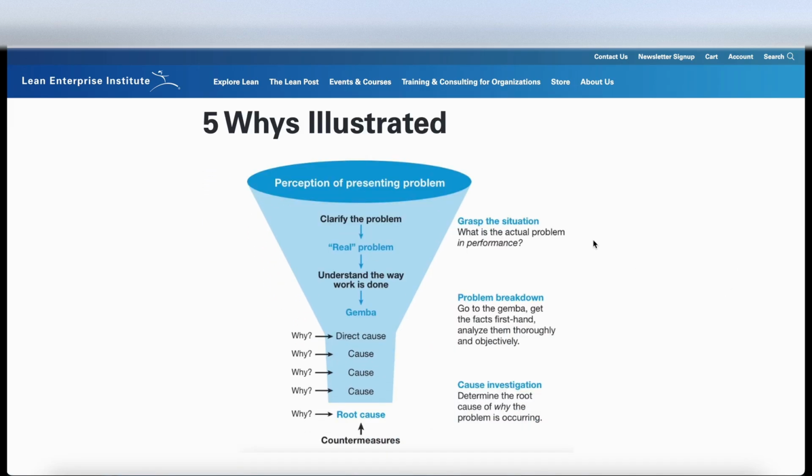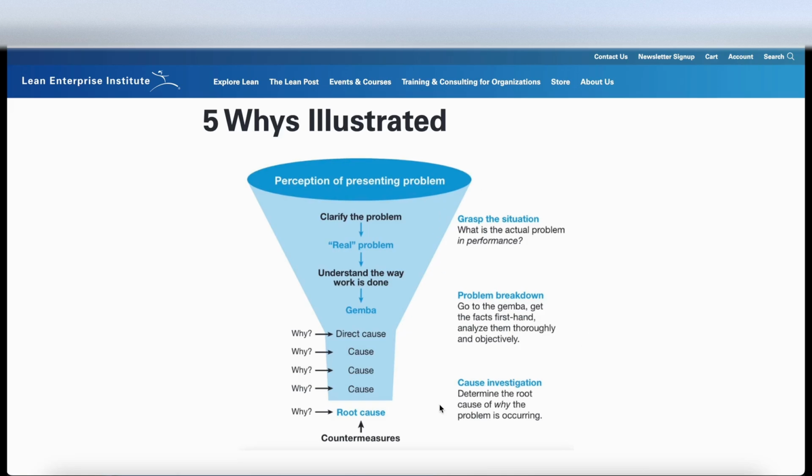So here we have an illustration on the website here, which is really useful. It describes grasping the situation at the beginning, breaking down the problem and determining the root cause, so the investigation stage of why it's occurring.